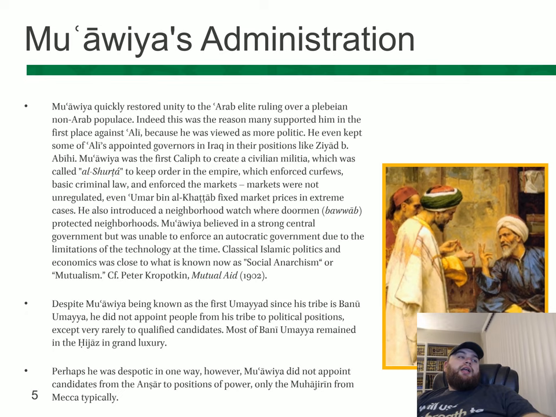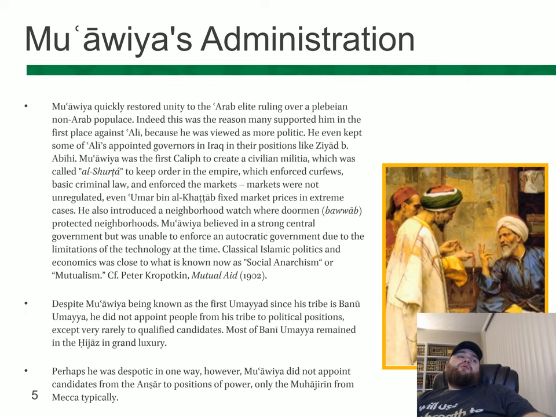And most of Banu Umayyah stayed in the Hejaz, and most of them were quite wealthy. During the first Fitna al-Kubra, a lot of them had taken refuge in Damascus, but it seems that during Muawiyah's reign, which remember was 19 years, they all kind of went back to the Hejaz.